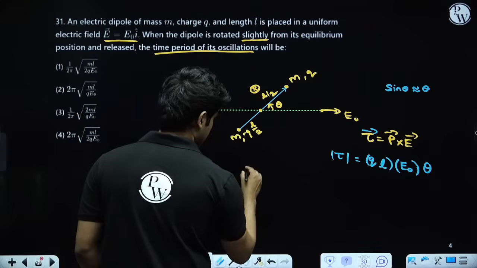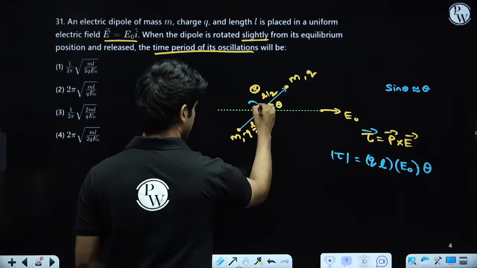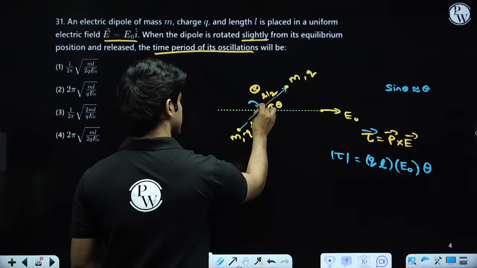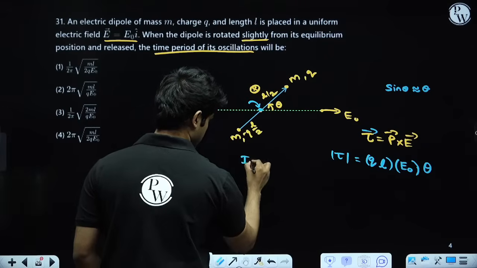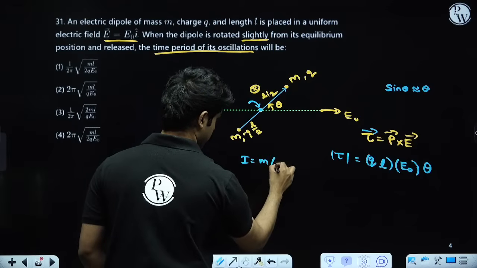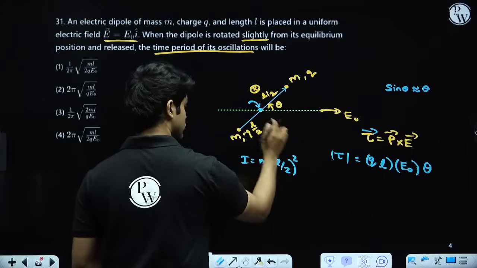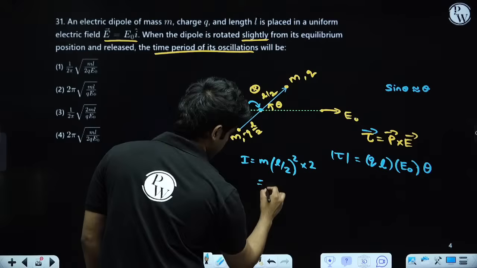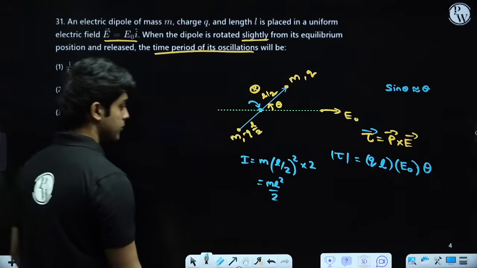Now the torque we can write as I about the axis times alpha. What is the moment of inertia about this axis? M times (L by 2) square. The mass is at L by 2 distance, times 2. This multiplied with 2, so this will be mL square by 2.